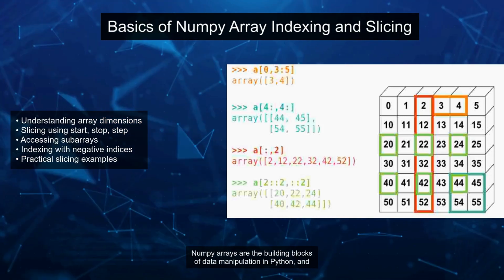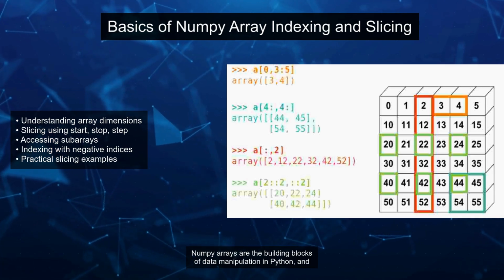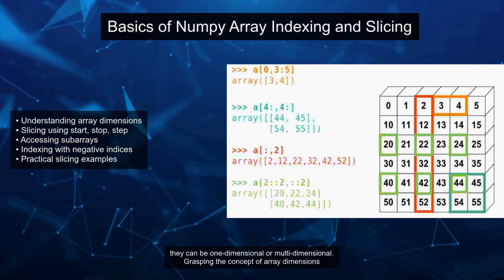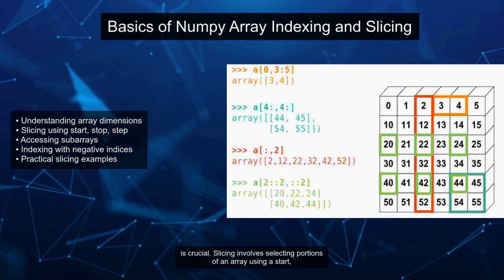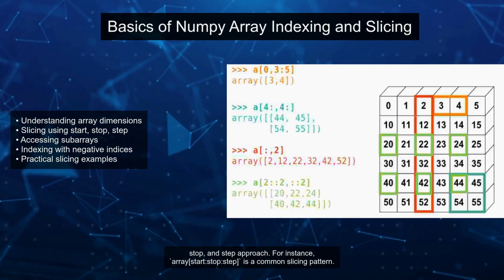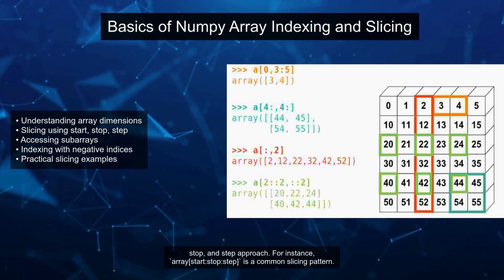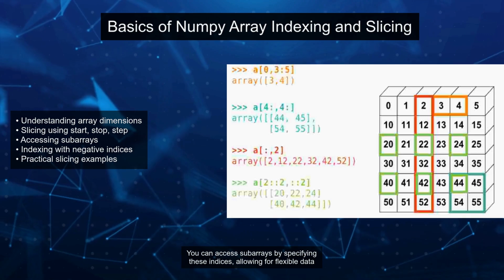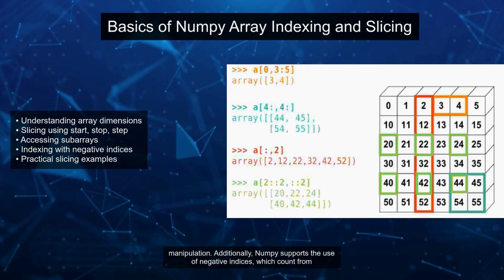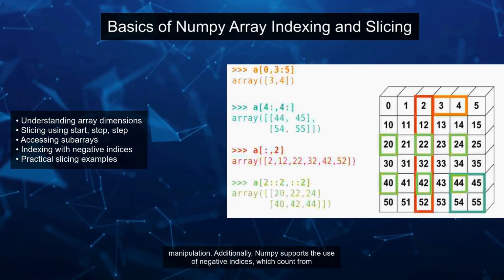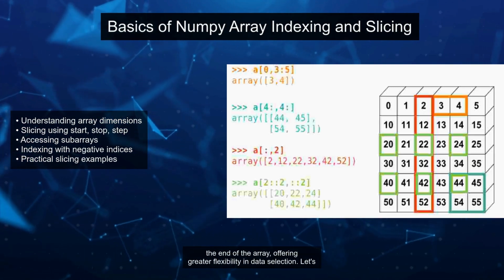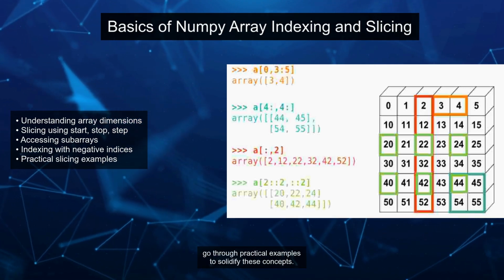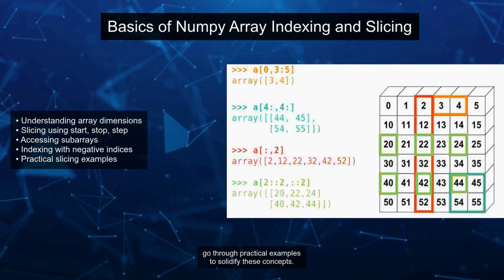Numpy arrays are the building blocks of data manipulation in Python, and they can be one-dimensional or multidimensional. Grasping the concept of array dimensions is crucial. Slicing involves selecting portions of an array using a start, stop, and step approach. For instance, array[start:stop:step] is a common slicing pattern. You can access subarrays by specifying these indices, allowing for flexible data manipulation. Additionally, Numpy supports the use of negative indices, which count from the end of the array, offering greater flexibility in data selection. Let's go through practical examples to solidify these concepts.